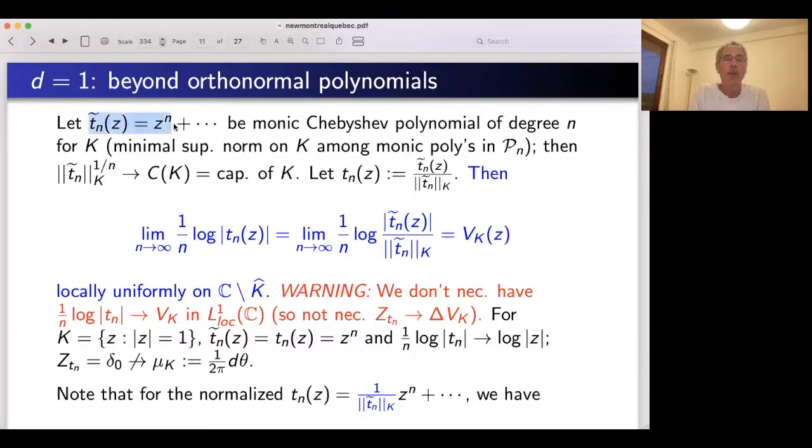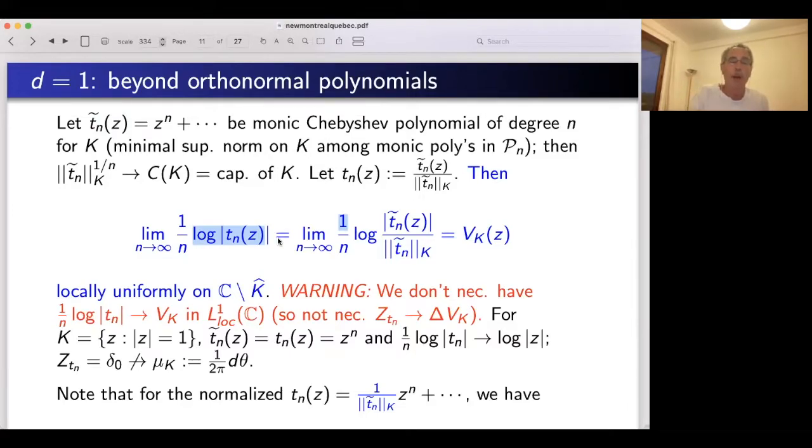So let's let Tn tilde be the monic Chebyshev polynomial of degree n for our compact set K. That means it has minimal sup norm among all monic polynomials of degree at most n. So the nth root of the sup norm of Tn tilde converges to the logarithmic capacity of K. If you normalize this monic Chebyshev polynomial, call it Tn, so that Tn has sup norm 1, then 1 over n log mod Tn is a competitor for the extremal function. So it's certainly less than or equal to V sub K.